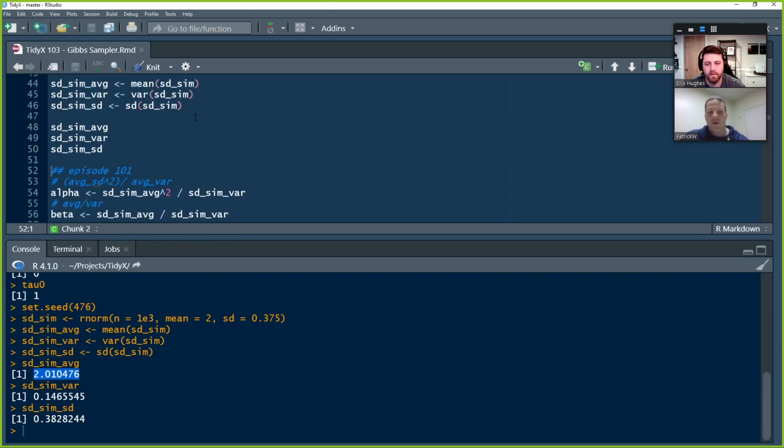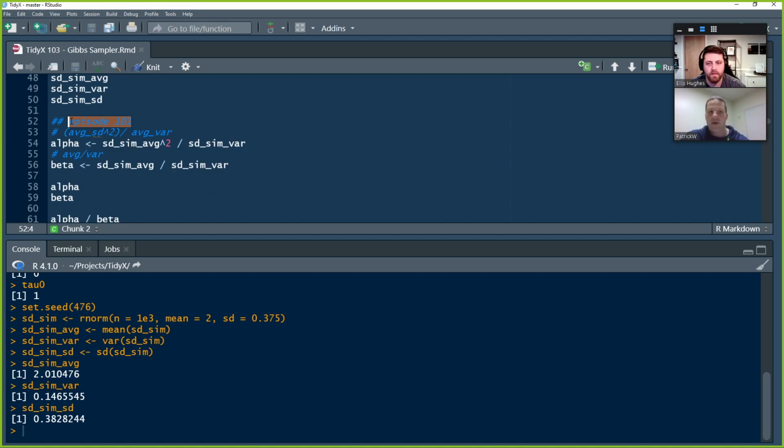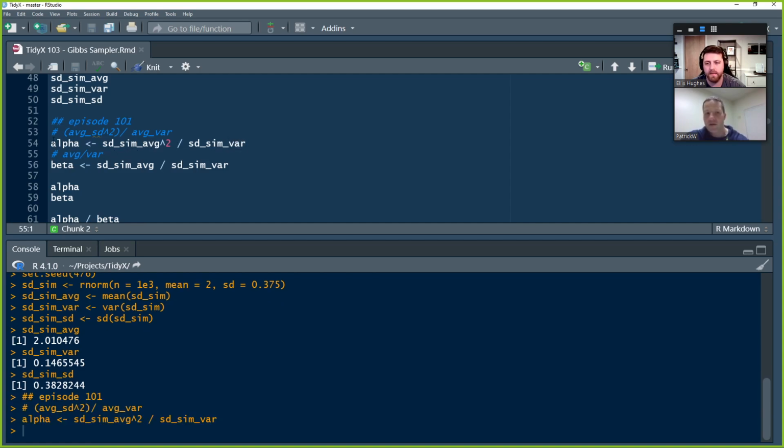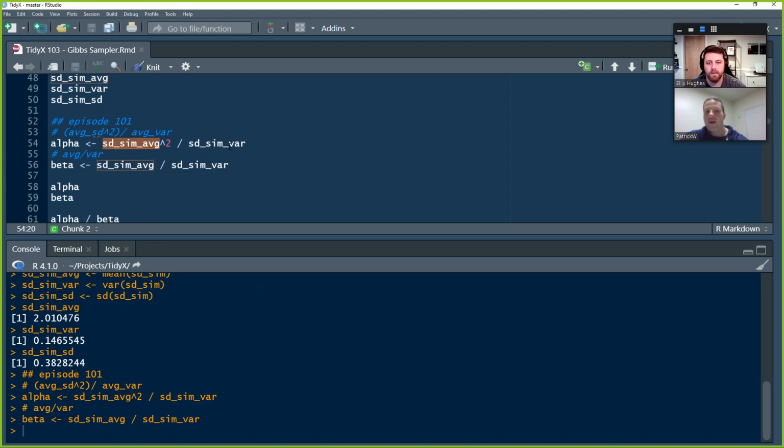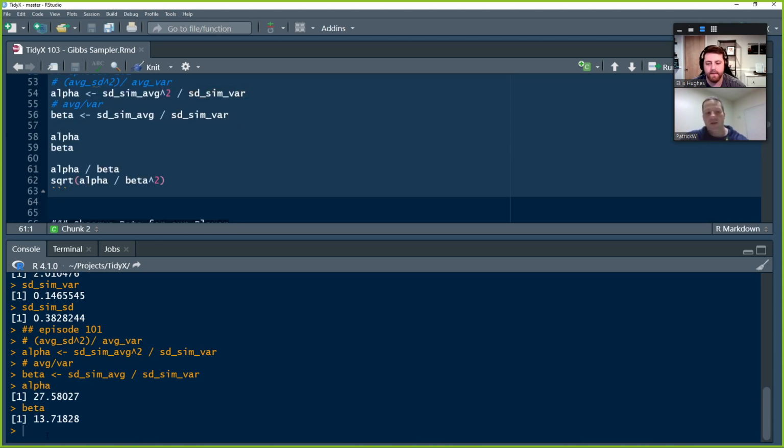Remember from episode 101, when we're working with the gamma distribution, we need an alpha or shape parameter and a beta or rate parameter. The alpha, the shape parameter, is calculated as the average of our normal distribution squared, divided by the variance of our simulation. So it's the average squared divided by the variance. And the rate parameter, the beta parameter, is the average divided by the variance. So average squared divided by the variance for alpha, average divided by the variance for beta, and that gives us an alpha of 27.6 and a beta of 13.7.